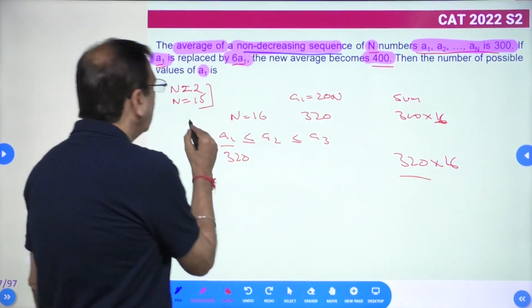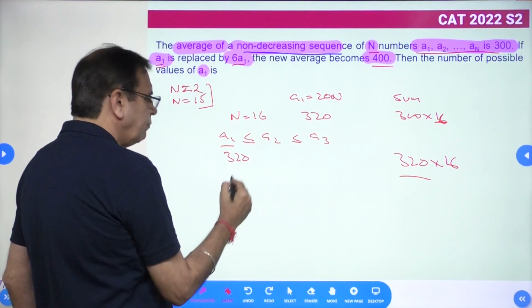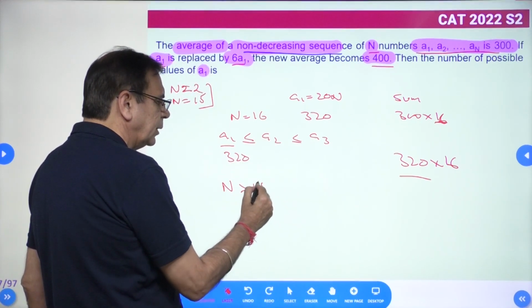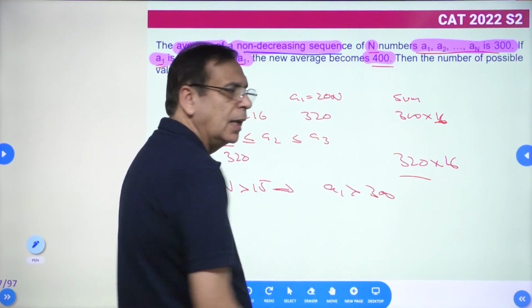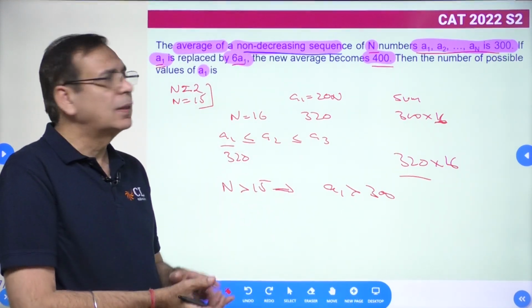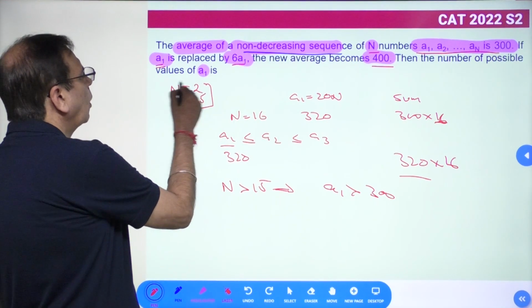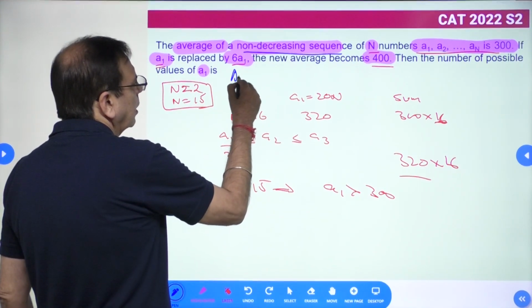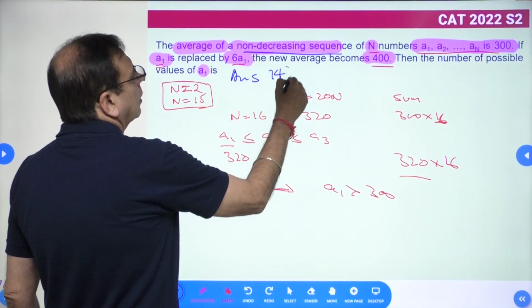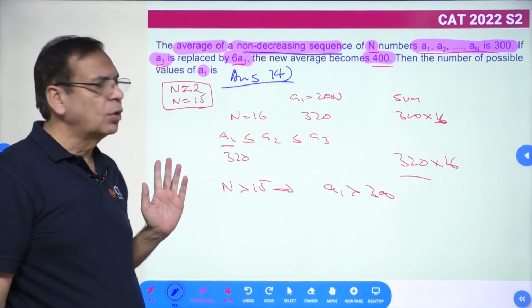So अगर A1 has become more than the average, if I take n as greater than 15, this implies A1 is greater than 300. If A1 is greater than 300, this condition will not be satisfied. So what is my answer going to be? Possible values are n from 2 to 15. So my answer has to be 14. Okay, 14 is the answer. 2 से लेके 15 तक all values of n will satisfy.